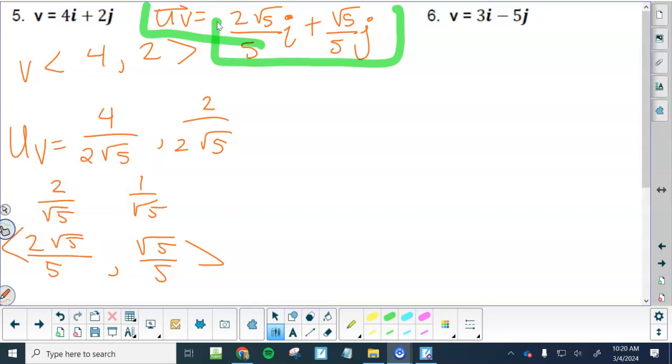Okay. Let's go ahead and look at problem 6. Did y'all get the square root of 34? Mm-hmm. Okay. Any questions on square root of 34? All right.